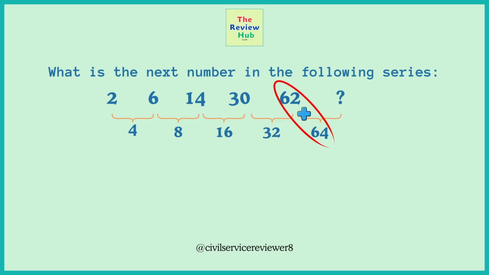To find the missing number, add the next difference to the last number in the series. 62 plus 64 equals 126.